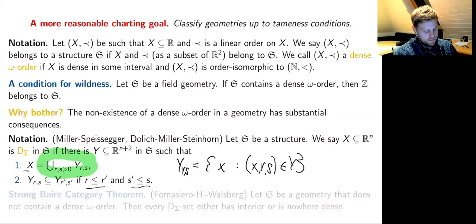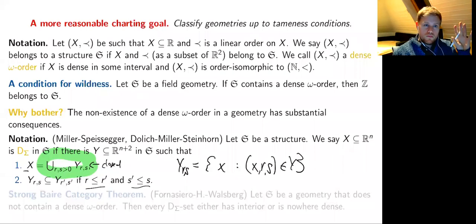I'm missing closed, right? I'm sorry. All of this will be closed. Then, sorry, yes, the Y_R should also be closed. Then I get a D sigma set. So it's a kind of definable union of these kind of closed sets.